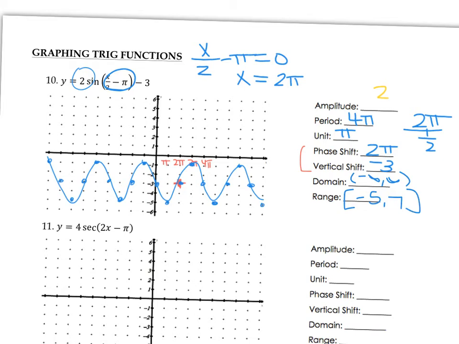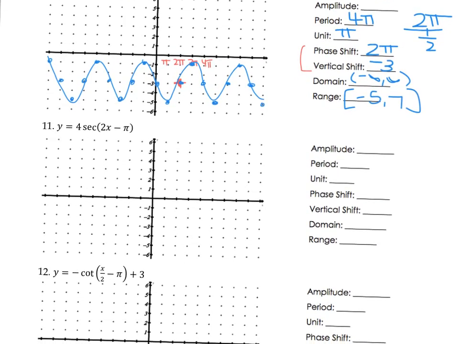If I keep going, and I look at secant, secant follows the same rules as cosine. So amplitude is 4. The period is 2 pi over b, which is 2, so 2 pi over 2 is just pi. Its phase shift is what it takes for the inside of the parentheses to equal 0, so that's going to be pi over 2. Unit is your period divided by 4, so that's pi over 4. And your vertical shift, I have none.